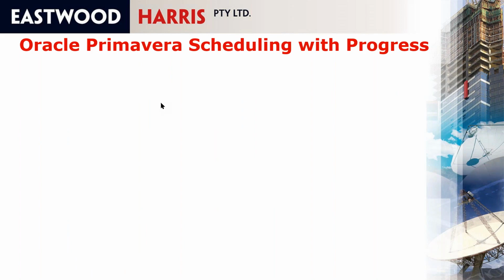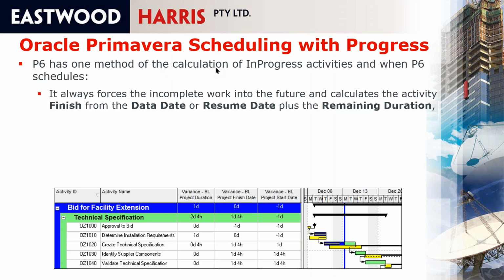So when you are updating a schedule, P6 has one method of calculating the in-progress activities, and it forces incomplete work into the future. What happens with P6 is when you update, normally what you do is you put the actual start, the remaining duration, the percent complete, and reschedule, and it forces incomplete work into the future.